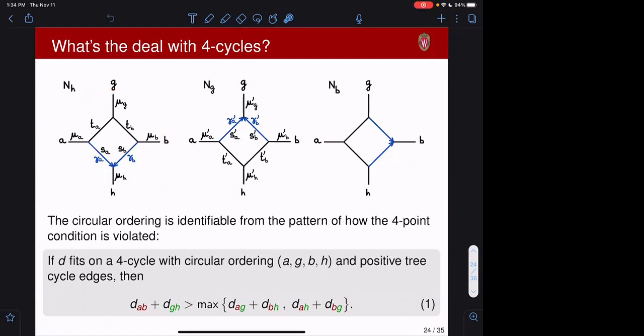And it's in a way that's very similar to checking the 4-point condition. So if these 2 edge lengths here are strictly positive, then the 4-point condition is violated. And the way in which it's violated tells us who are opposed and diagonally placed. So AB should be on 2 different ends, and GH should be on 2 different ends if this sum is the largest of the 3 sums. So that's identifiable, the circular ordering. But basically that's it from average distances.